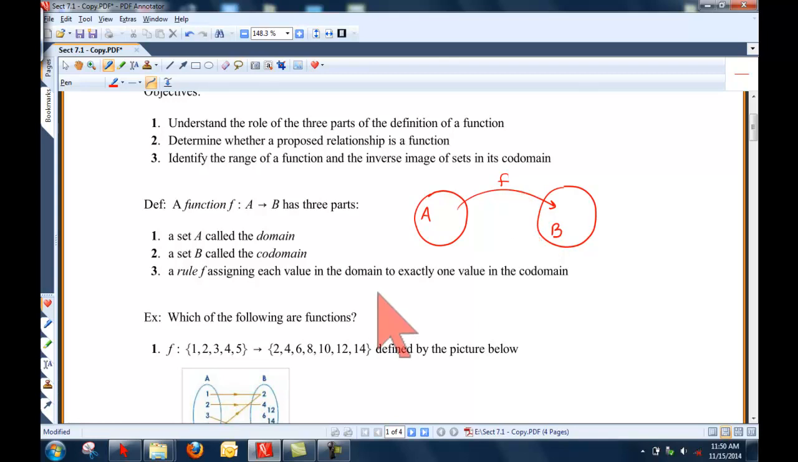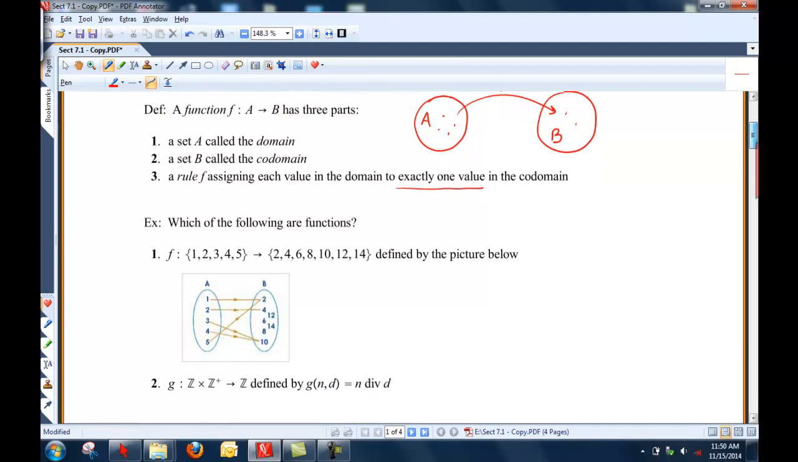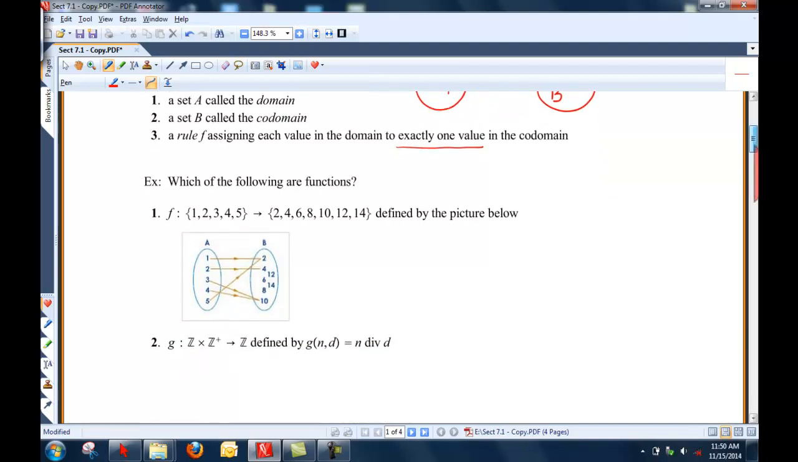And the key thing about the rule is that every member of the domain has to go to exactly one value in the codomain. So inside here there are various elements, and each of these guys needs to go to exactly one over here. The way you really understand that is to look at a series of examples, some of them a bit tricky. So here we go.